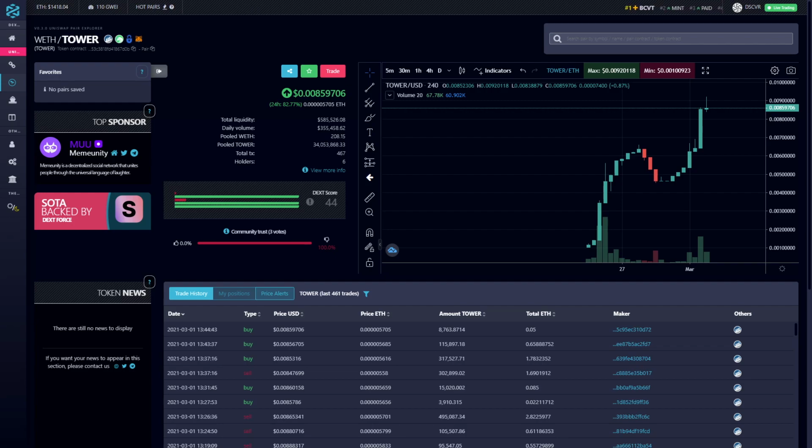Since this went live a short while ago, we'll take a look at the 4-hour chart and see this impressive push and lower trend line. Some strong buy action so far for Tower.